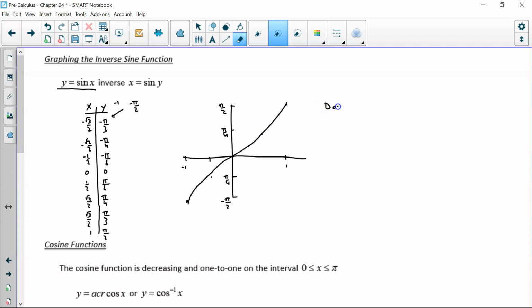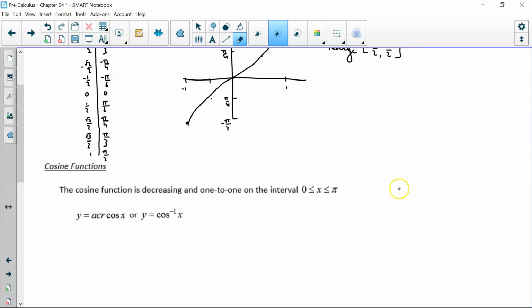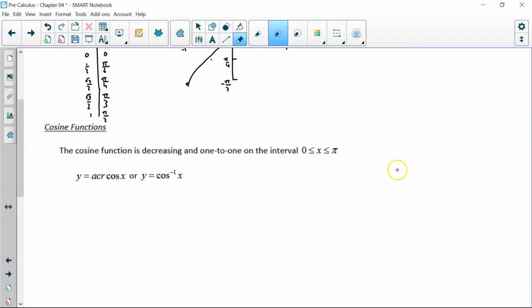Now, the thing to keep in mind, the domain, we're going from negative 1 to 1, and the range is going from negative pi over 2 to positive pi over 2. I'm not worried about you being able to graph the inverse sine or anything like that. But just keep in mind, inverse is when you switch the x's and y's. All right, so now cosine.